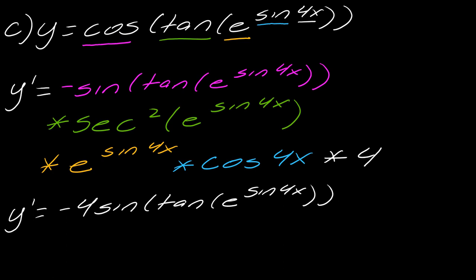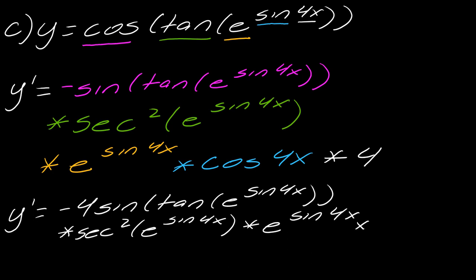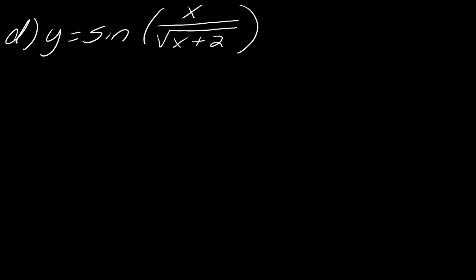Let's see, how much of this can I put together? Times secant squared e to the sine of 4x, and then times e to the sine of 4x times cosine of 4x. So basically all I did was bring this 4 out to the front, otherwise it all looks the same. So sometimes you're going to get these really crazy looking derivatives as you're practicing the chain rule. Pretty common as you're getting practice here, so don't be surprised.